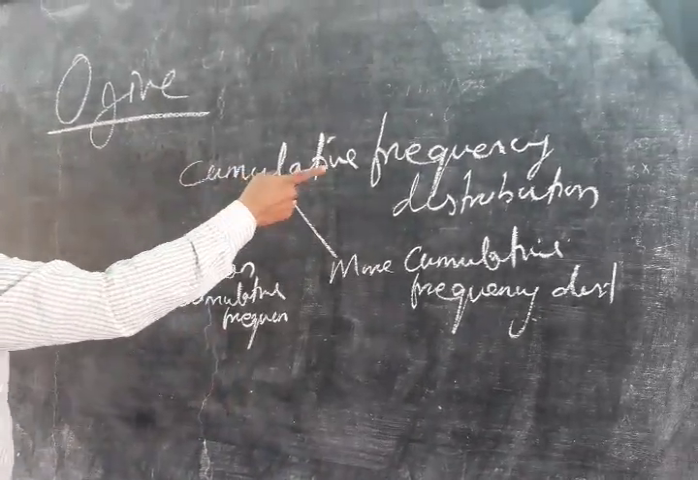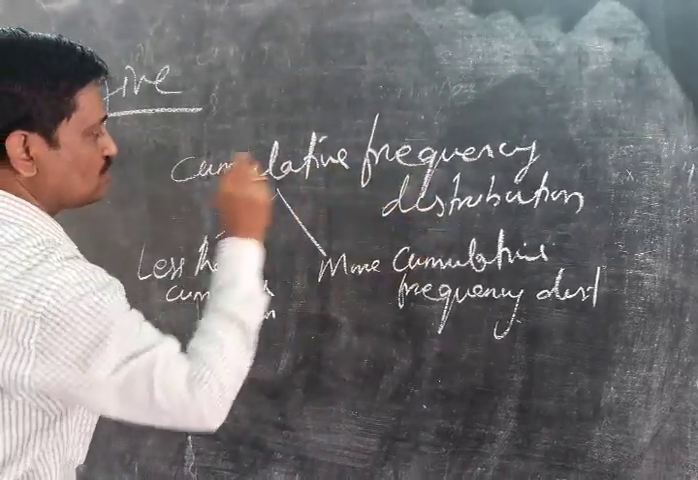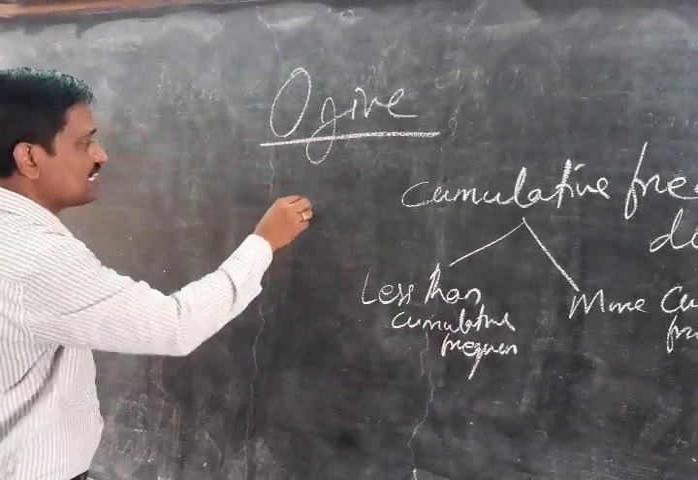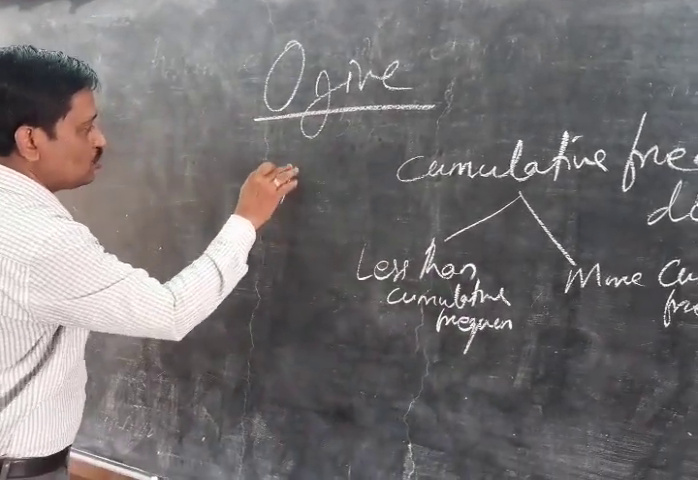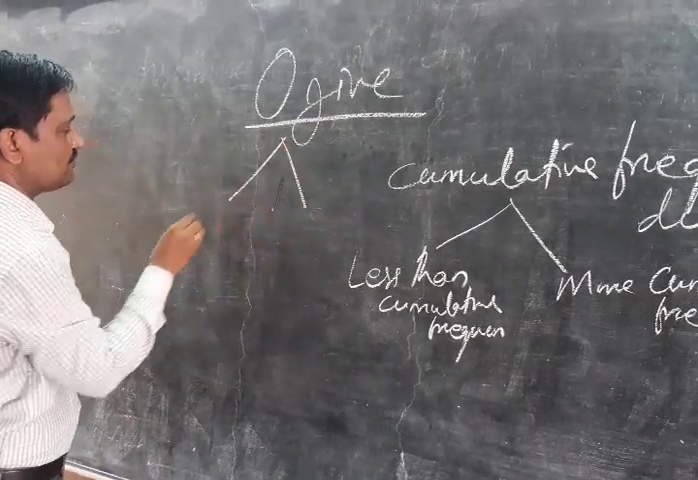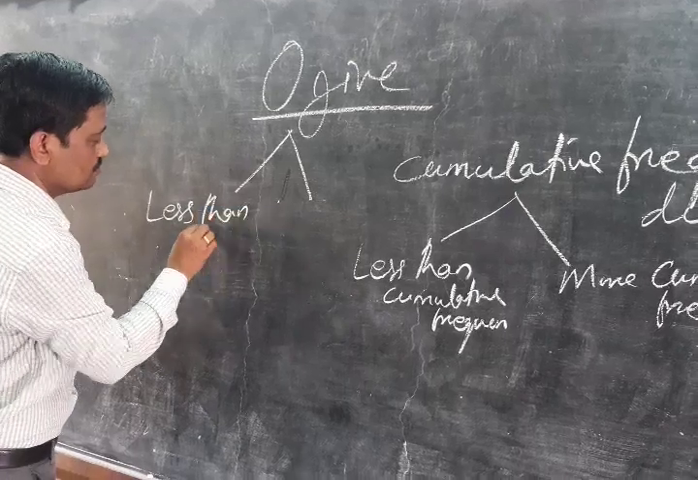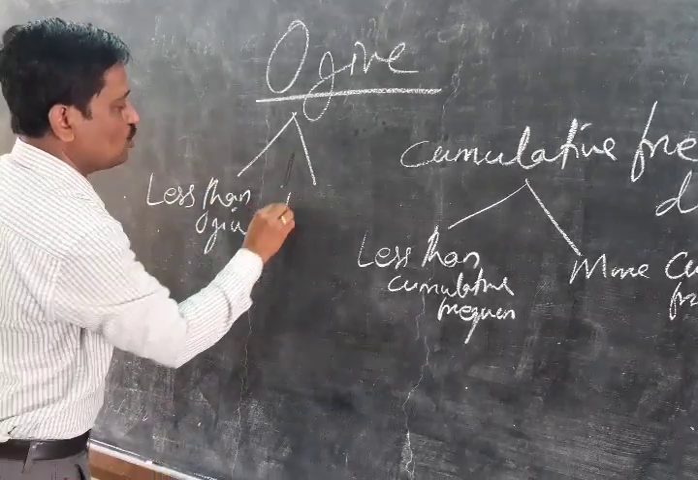So as the cumulative frequency distributions are of two types, definitely Ogive can be of two types: less than ogive and more than ogive.